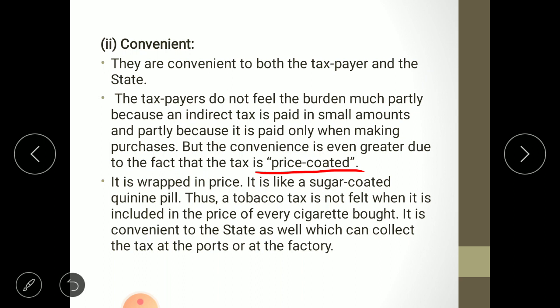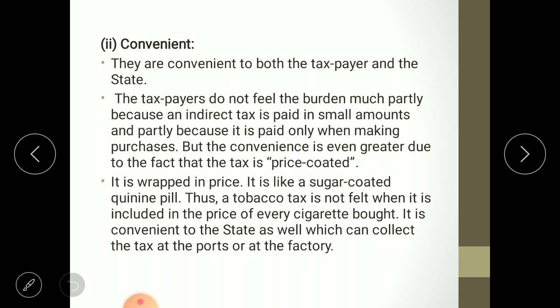So there are three reasons we have discussed. First one is there is a small amount of tax. Second one is it is paid only when making purchases, and third one is tax is price quoted. Due to these three reasons, indirect taxes are convenient.